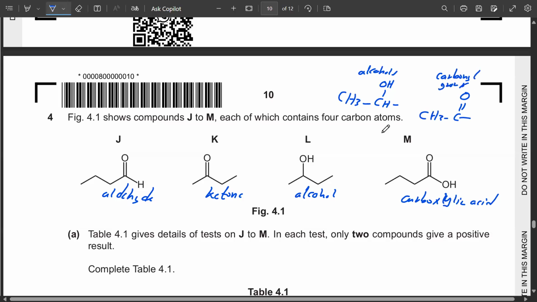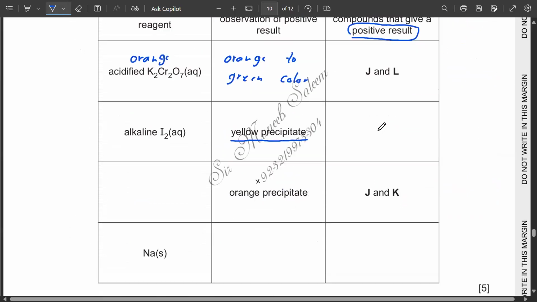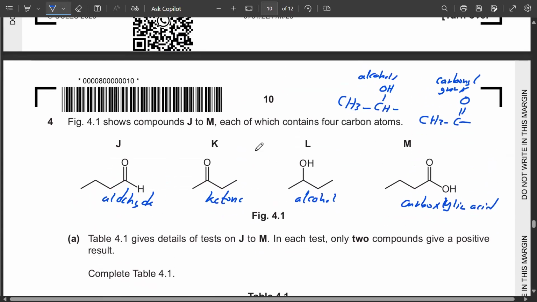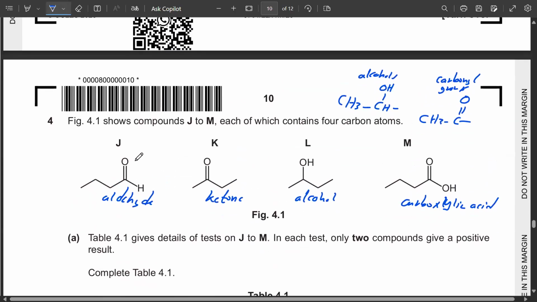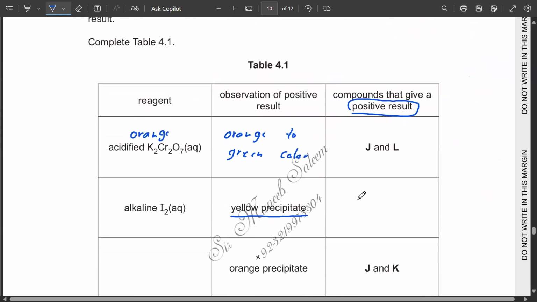So if these groups are present in the compound, then these will produce a positive result. So we need to see which compounds include these groups. We do not have such a group over here, so this will not be the one. We do have the carbonyl group in this case, so that can give the yellow PPT. And the alcohol does have CH3 over here, that will also give PPT, and this carboxylic acid will not have this group. So K and L. Both K and L will give this result.